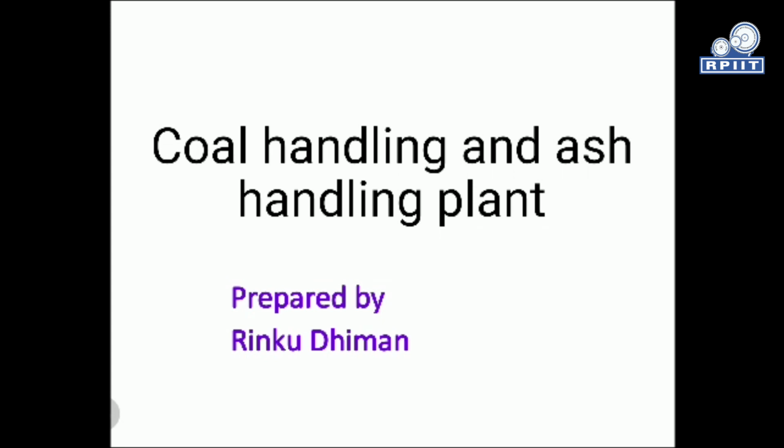So today I'm going to discuss the coal handling and ash handling plant in a thermal power plant. As the name suggests, in the coal handling plant we handle the coal from raw material to its crushed form until it is fed to the boiler. And in the ash handling plant, the ash is the byproduct after the coal burning in the boiler, and we can also utilize this ash for further applications.